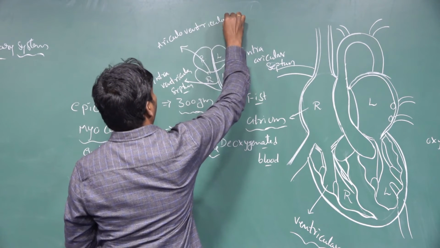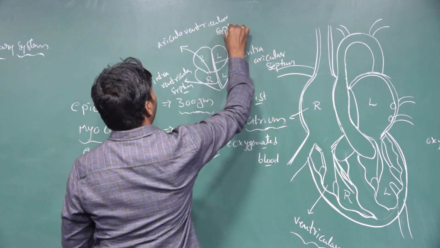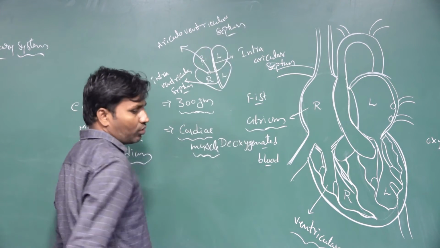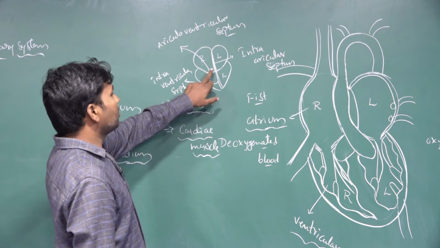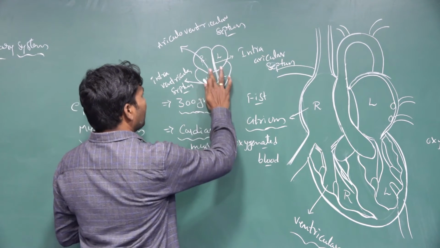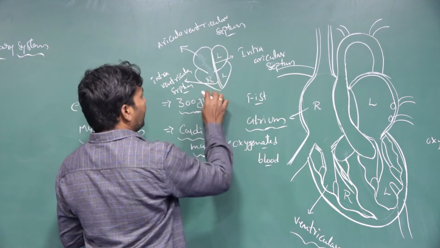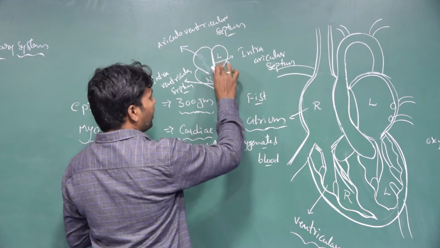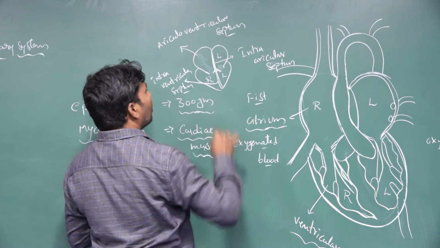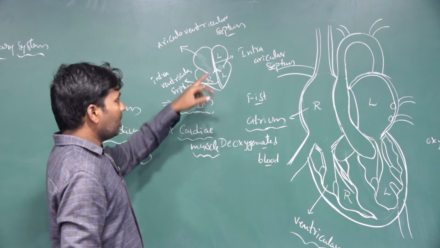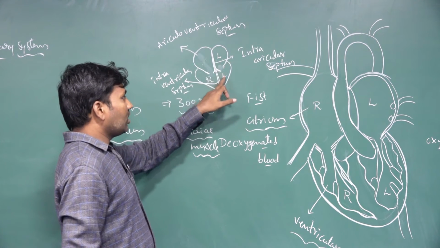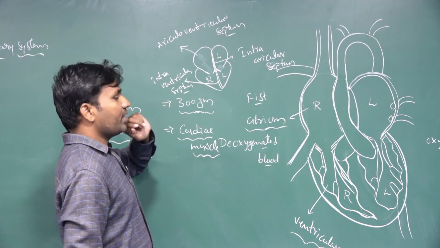Auriculoventricular septum here. The auriculoventricular septum is formed. This septum has openings: one opening between the right auricle and the ventricle, and another between the left auricle and the ventricle. So two openings are present.